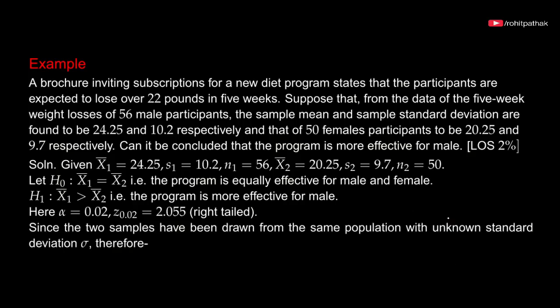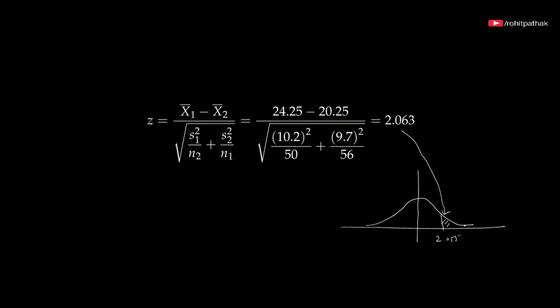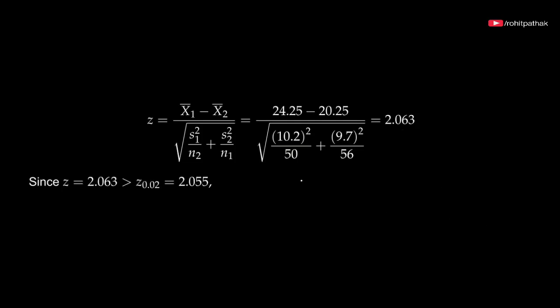The critical region is this. Now here the two samples have been drawn from the same population. The population is the one which has been given the diet program, and the two samples have been drawn from the same population, and the standard deviation sigma is unknown. Therefore, we use this formula, S1 square upon N1 plus S2 square upon N2, for the standard error of the difference between the two means. So here the computed value of Z is 2.063. 2.063 falls in the critical region. Therefore H0 is rejected. That means the program is more effective for male.